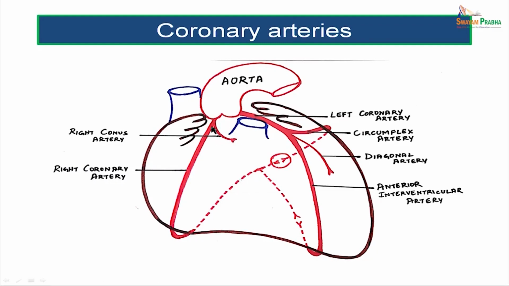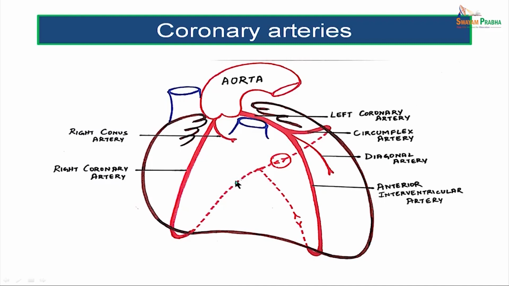It runs downwards and to the right, continues to descend in the right anterior atrioventricular sulcus to reach the inferior border of the heart. And when it reaches the inferior border of the heart, it is going to wind round the inferior border to start running in the posterior aspect of the atrioventricular sulcus on the right side. So, in the right half of the posterior atrioventricular sulcus it is going to run.